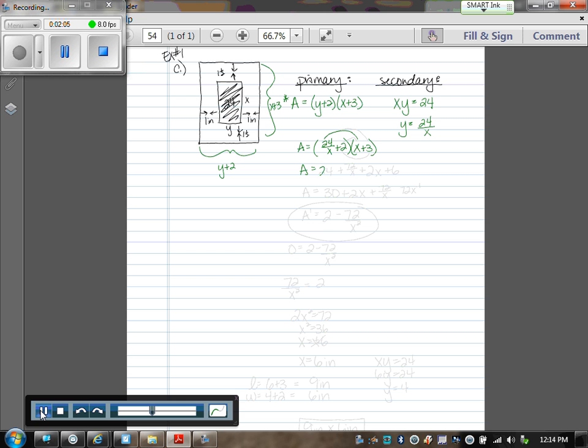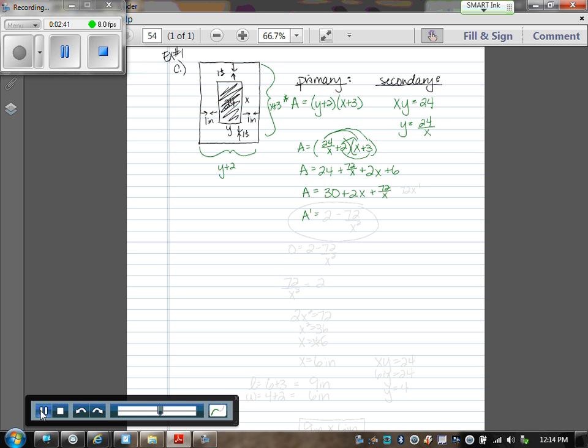24 over x times x is 24. 24 over x times 3 is 72 over x. 2 times x is 2x, and 2 times 3 is 6. I'm going to combine like terms, so I end up getting 30 plus 2x plus 72 over x. If I want to optimize the area of the page, to find the minimal amount of paper being used, I need to first find the derivative of the area.